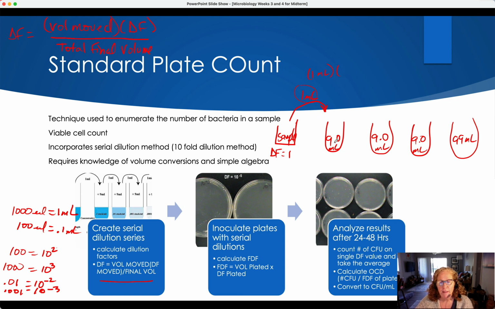I'm going to multiply that by the dilution factor of what I moved. In this case, it's from my original source, which always has a dilution factor of 1. So I'm going to leave this as a 1. And I'm going to divide this by the final total volume that I made by moving it. 1 milliliter plus 9 milliliters is 10 milliliters.